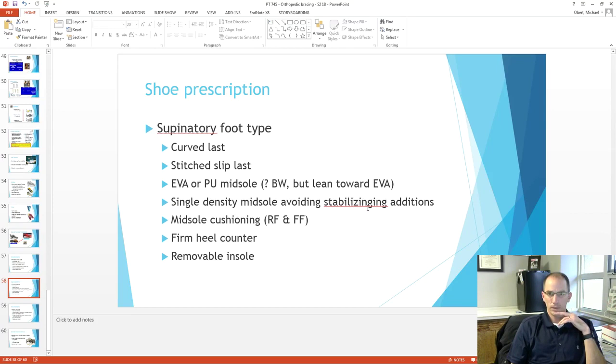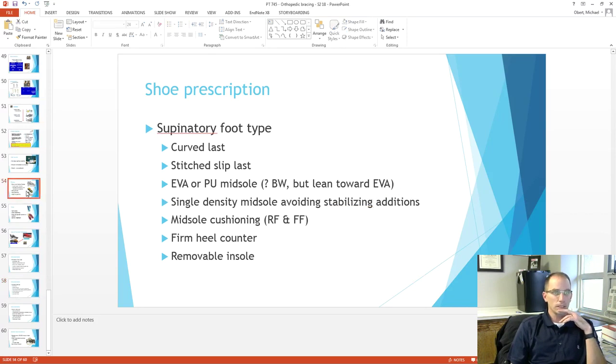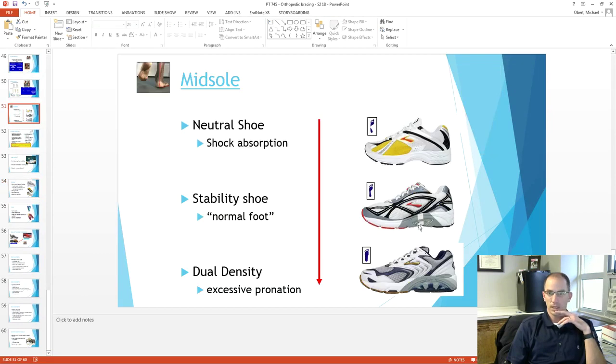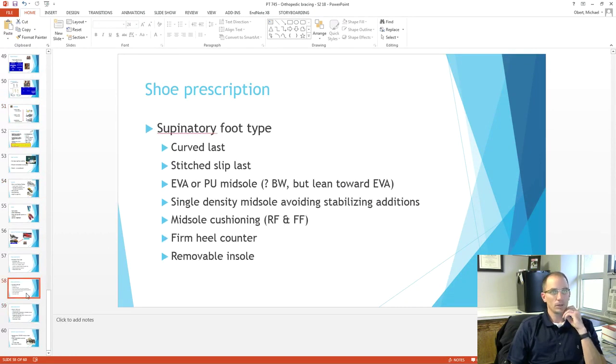If we have a higher body weight, you might want to think about going up to an EVA with that. Single density midsole, avoiding stabilizing additions. So whatever you choose, we don't want something that has multiple parts there, because if we have different densities throughout here, those additional densities are going to limit the amount of pronation that they can do.